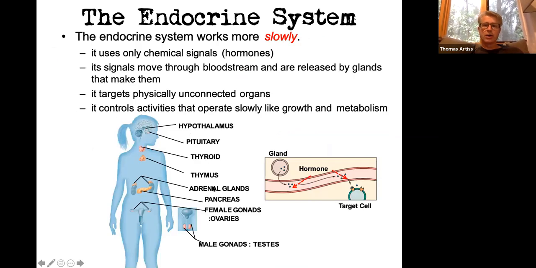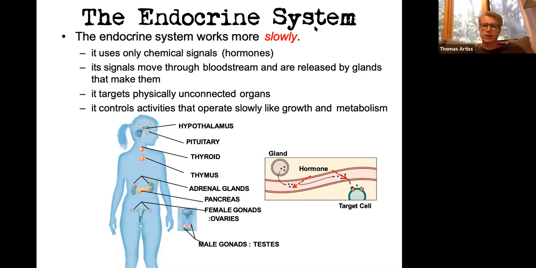So again, the endocrine system tends to work more slowly. Our body temperature is low, so our brain detects it and signals some glands to release hormones. These hormones travel through the bloodstream until they find their target cells, and then they cause the target cells to induce some sort of a change, which can do things like increase our growth and metabolic rates.